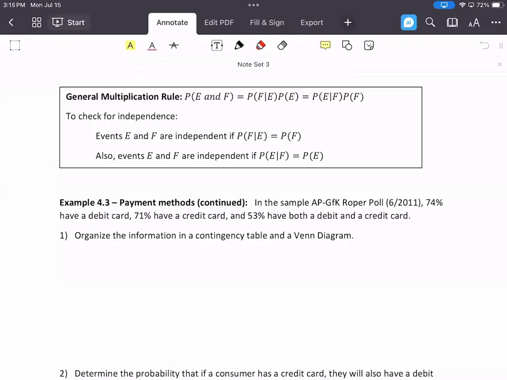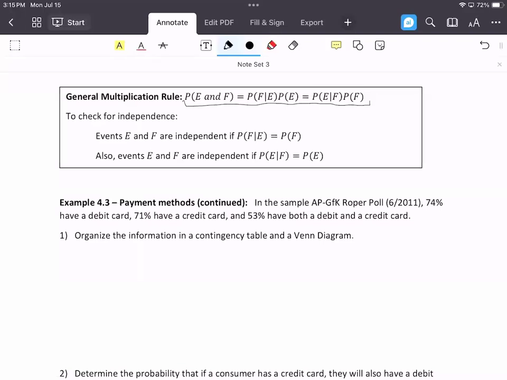Now we're going to look at the general multiplication rule and the mathematical test for independence. The general multiplication rule is just an algebraic manipulation from the conditional probability rule. If you go back and look at that, you'll notice it's pretty similar to what we've done. So I'd suggest pausing, going back and taking a peek at it.